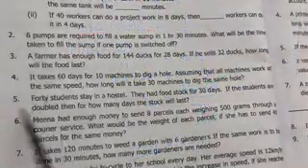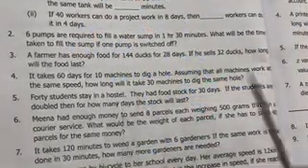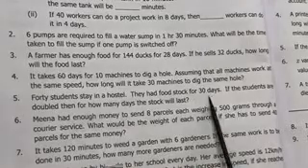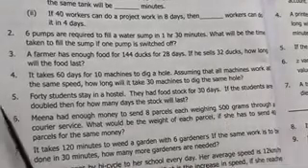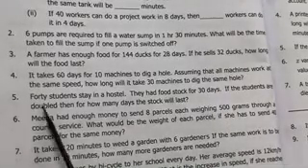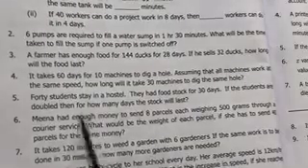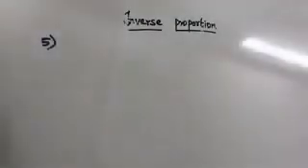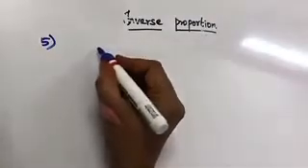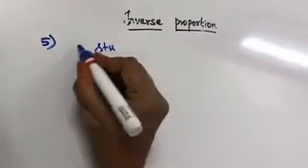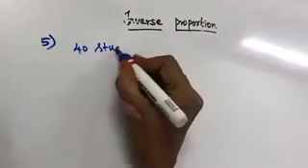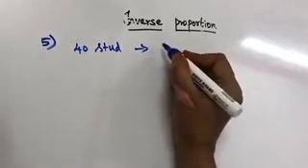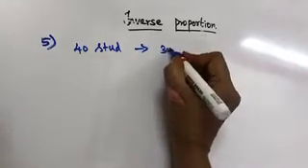Fifth one, 40 students stay in a hostel. They had food stock for 30 days. If the students are doubled, then for how many days will the stock last? 40 students stay in a hostel. They had food for 30 days. So, for 40 students, food is there for 30 days.